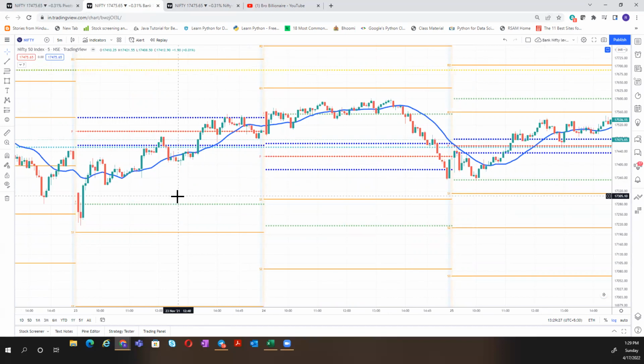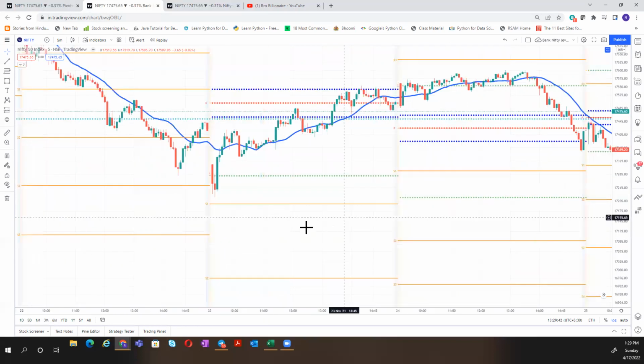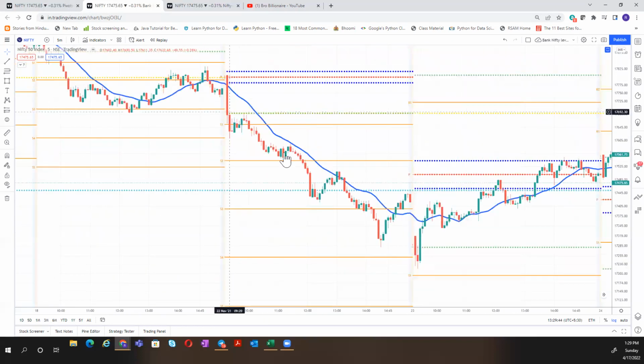Now, how to capture these big moves is the first 5 minutes. Break of this, you have a big move. Break upside, you have a big move. See here. First 5-10 minutes, break of this, you have a big move. See here, break of this, you have a big move.